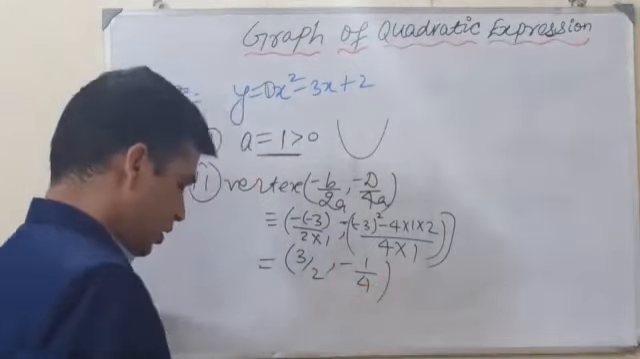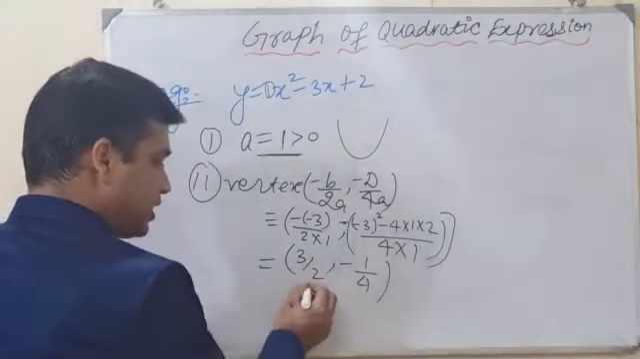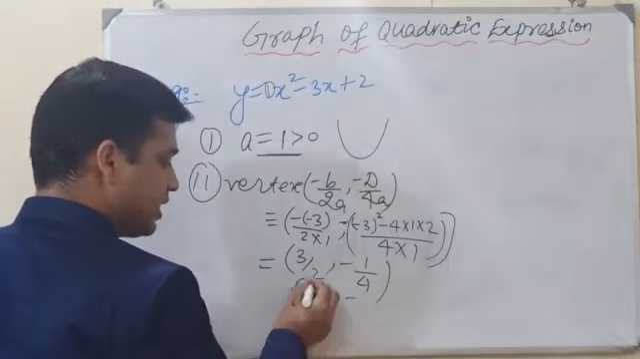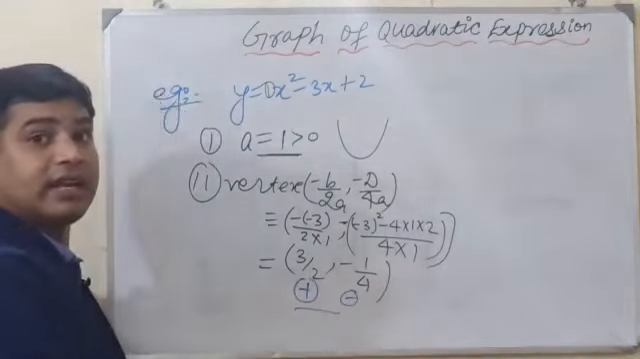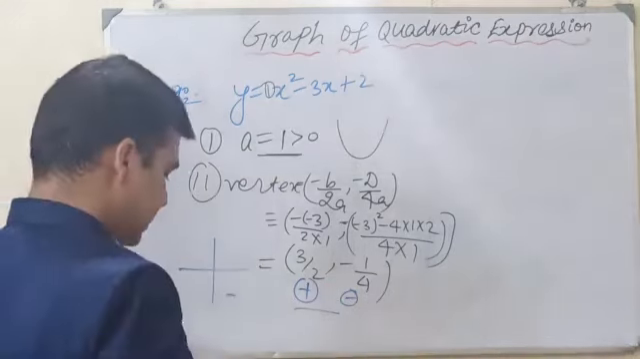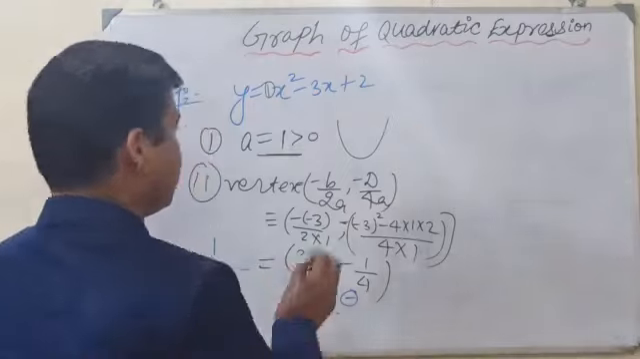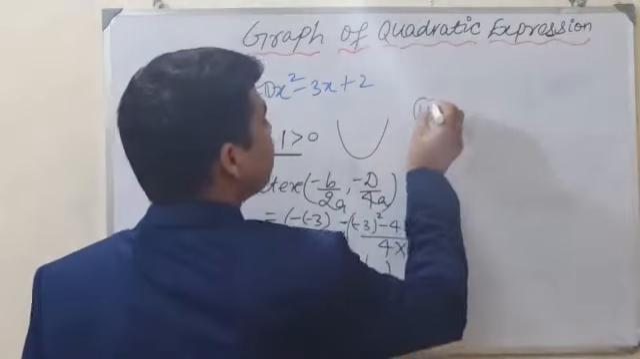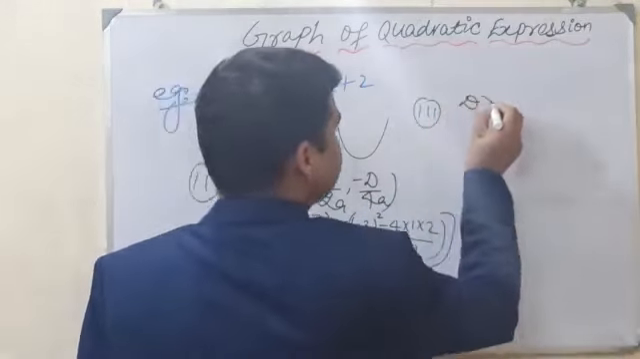Now see this, actually this one is positive and this one is negative. Positive and negative means it will lie on which quadrant? Fourth quadrant. Okay, fourth quadrant. Second condition finished. Third condition is D, the discriminant.